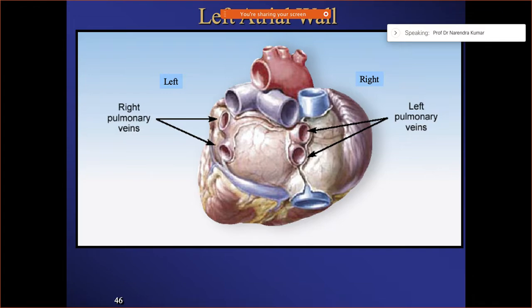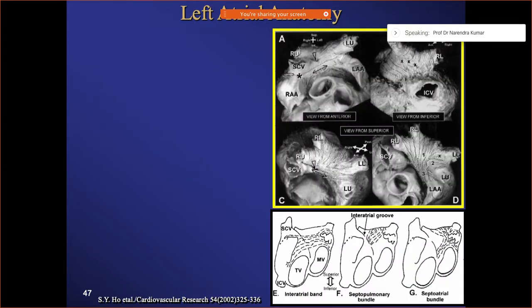Sometimes two veins on one side can be united, and that is what is called a common ostium. It is in fact important to understand, because a lot of times whenever we are ablating or targeting the pulmonary veins, we can notice that, and that's where the problem is going to happen.